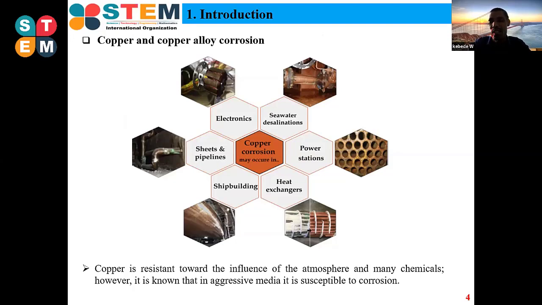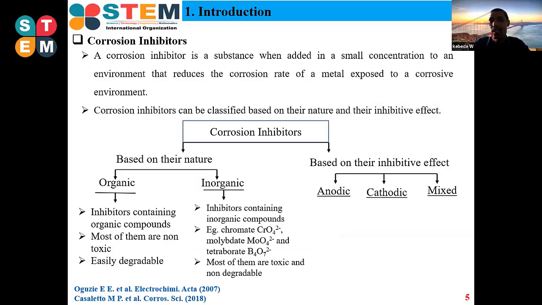One means to protect this material is using a corrosion inhibitor. It is not the only means; it's one of the means to protect this material. Corrosion inhibitors are substances that, when added to the environment, can reduce the corrosion rate when exposed to the corrosive environment.